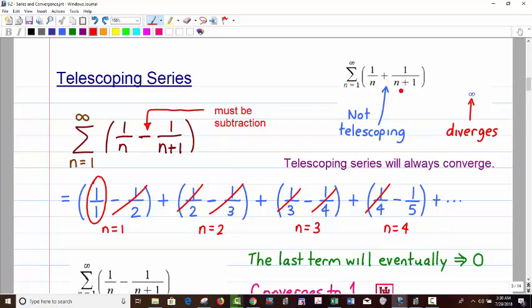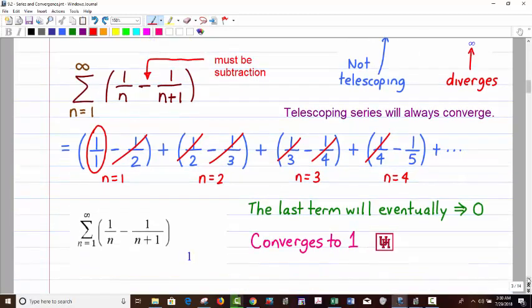So for example, this would not be telescoping, and it would be kind of easy to figure out that this was not going to converge, because if you're adding terms, this plus the next one plus the next one, it's just going to keep growing and growing. So the only chance that this has to converge is that you've got some minus terms in there. So that diverges. So as long as this is subtraction, they're always going to converge.